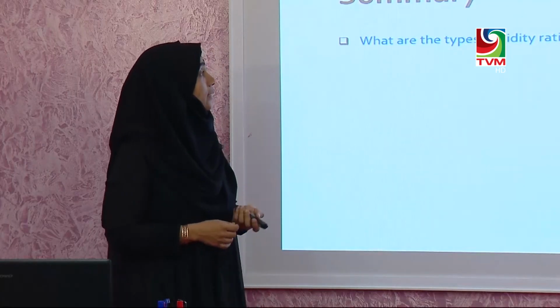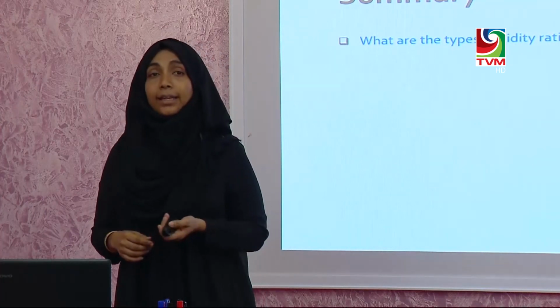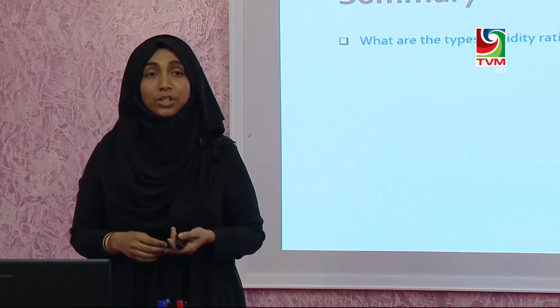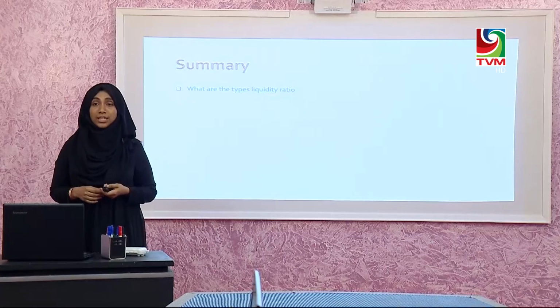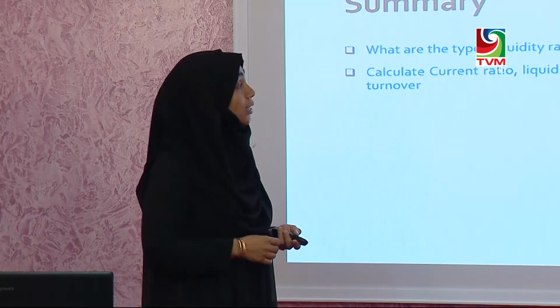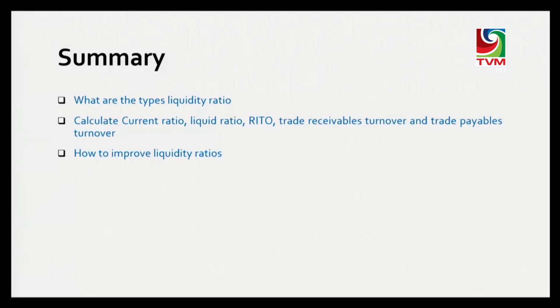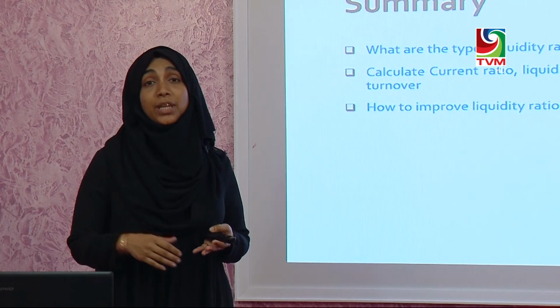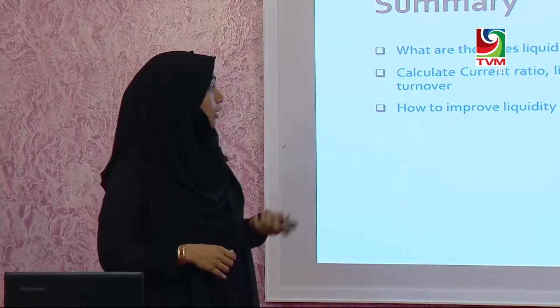So in today's lesson we have studied what are the types of liquidity ratios. They are current ratio, quick ratio, rate of inventory turnover, trade payable turnover and trade receivables turnover. And also we have studied how to calculate current ratio, liquid ratio, rate of inventory turnover, trade receivables turnover and the trade payables turnover. And also we have studied how to improve liquidity ratios, that's by bringing additional capital or selling unused non-current assets or taking a long-term loan.